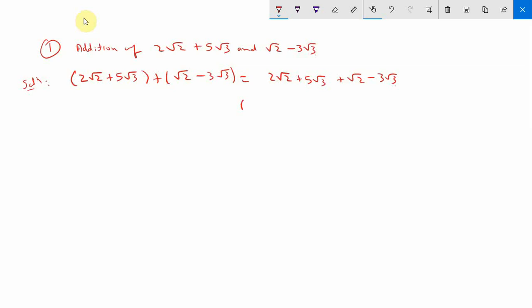So we will take the same irrational numbers, like root 2 is common, we will take root 2 common. So 2 plus 1, and again we will take root 3 common. So 5 minus 3. So it will be 3 root 2 plus 2 root 3. Okay. So this is the addition of two irrational numbers.